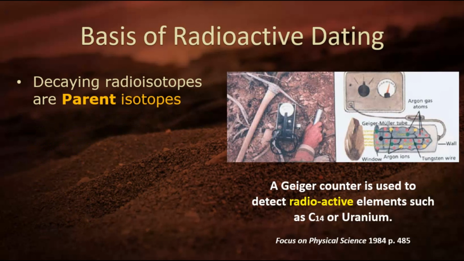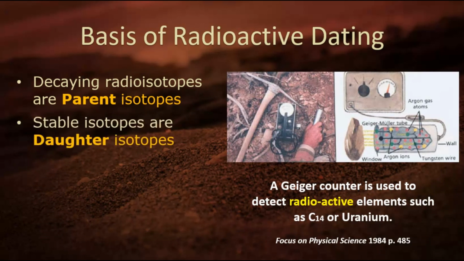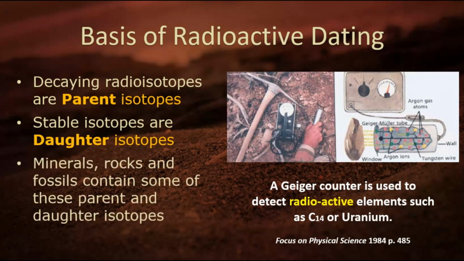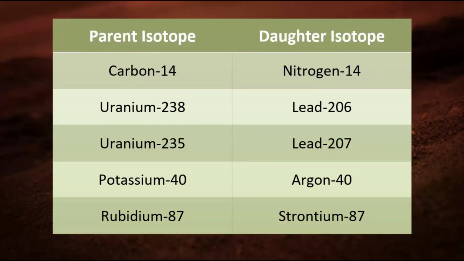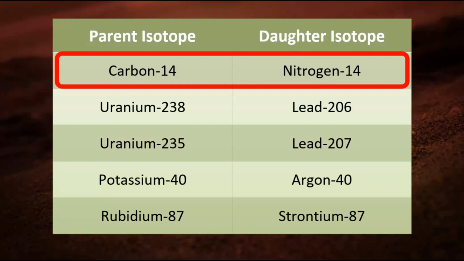Decaying radioisotopes, there are 2 types. The parent isotope, and then the stable isotopes it turns into, called daughter isotopes. And minerals, rocks, and fossils contain some of these parent and daughter isotopes. So what are some examples? I have a table here. On the left is the parent isotope that's unstable, like carbon-14 that people have heard of. On the right is the daughter isotope. So carbon-14 is the parent. It decays and turns into nitrogen-14.